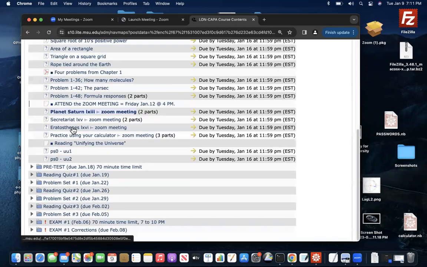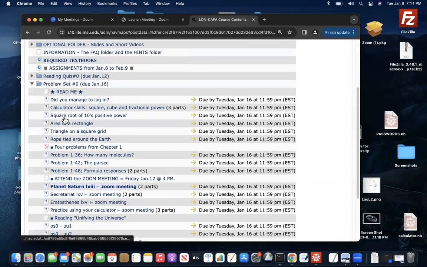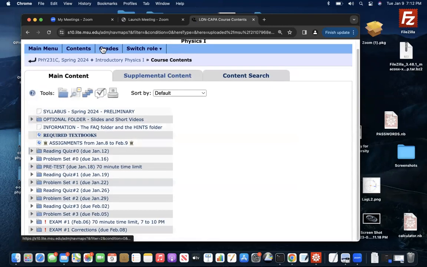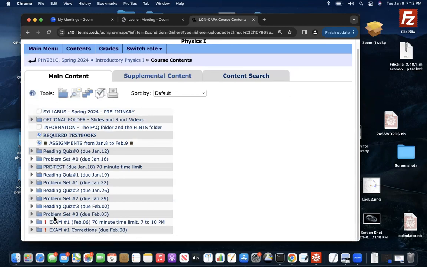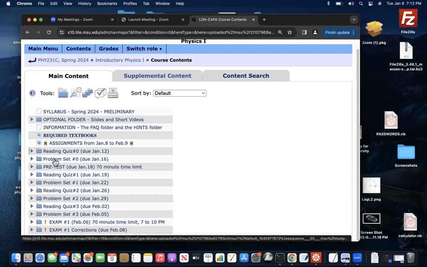All right, so that's a reading quiz and a problem set, and as you'll see, there's a reading quiz every week. So here's reading quiz 1, reading quiz 2, reading quiz 3. Then there's the exam. There's a problem set each week. The problem sets are generally due on Mondays. The problem set may take you 5 or 6 hours.